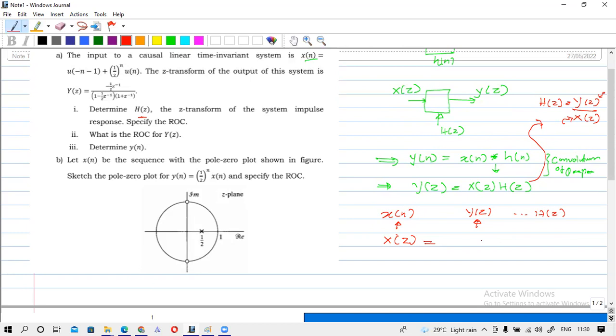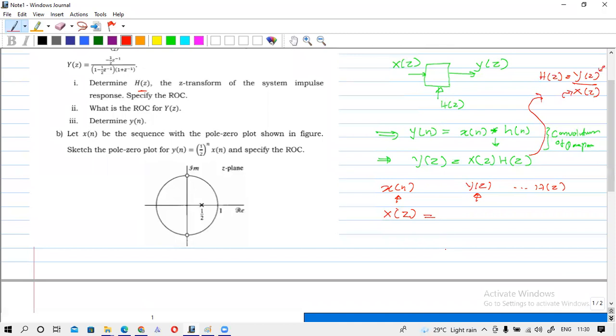That is our target. To reach that target, we have to find this X(z). Now the question is how to find X(z).